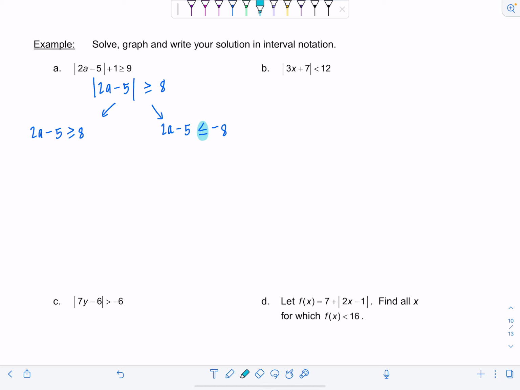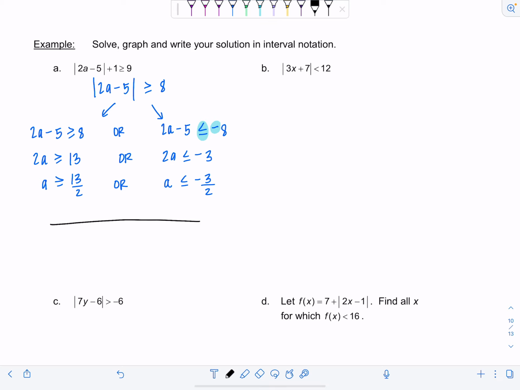Did you see the two things? Flip the sign, add a negative. Now, what word goes in between those two inequalities? Correct, it's or, because the absolute value is greater than 8. Love it. Now let's solve each one. So we've got 2a greater than or equal to 13. So a is greater than or equal to 13 over 2. Or 2a is less than or equal to negative 3 if I add 5. So, or a is less than or equal to negative 3 over 2.